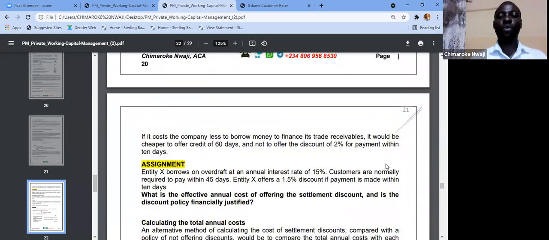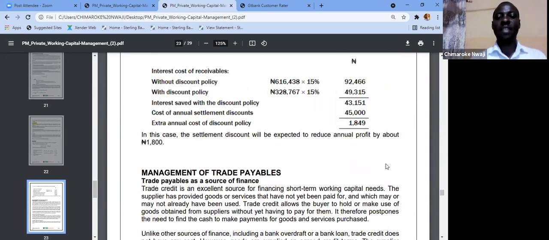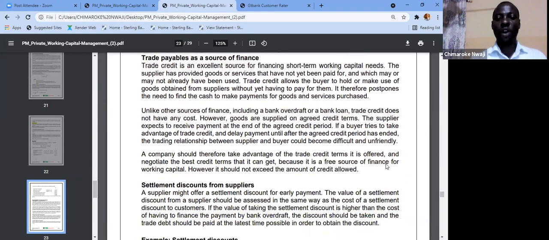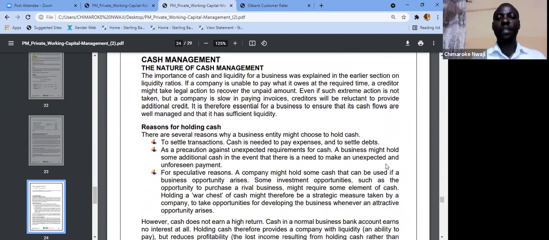We'll now go straight into management of cash. Management of cash. Forgive me, I will be a little fast in talking about management of cash.